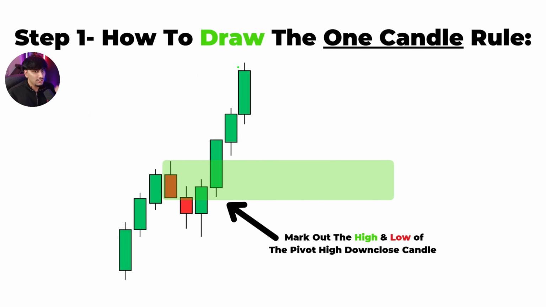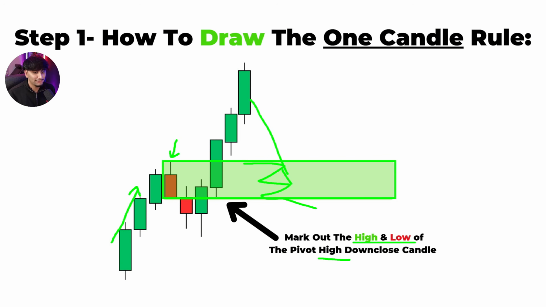So how do we actually draw the one candle rule? Well, if we take our previous example, all we have to do is mark out the high and low of the pivot high down close candle. In this uptrend, the highest red candle is this one right here. So we're simply going to take a box or a shaded area, and we're going to mark out the high of that candle and the low of the candle. And now this whole area, when we do come back for the pullback, is going to be the lowest risk, but the highest reward entry.